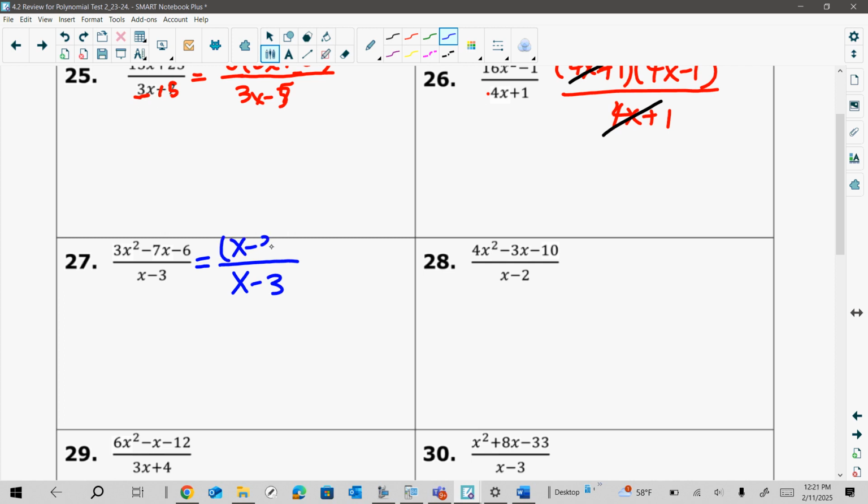X minus 3 has to be one of the factors, but there's a coefficient of 3 here. And the only way I'm going to get a 3 in front is if I have a 3x like this, because this x times 3x will give me 3x squared. But since I'm ending with a negative 6, and this has a minus 2, what factor do they have in common? That would have to be plus 2. Negative 3 times 2 would give you a negative 6. And now we see the like terms.